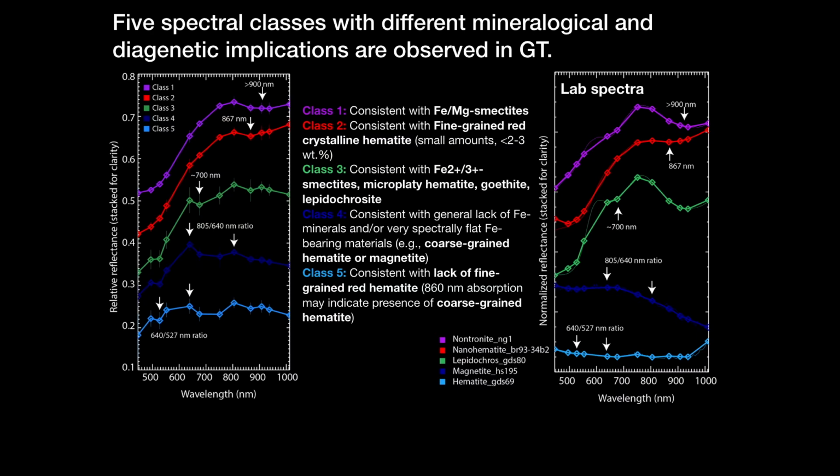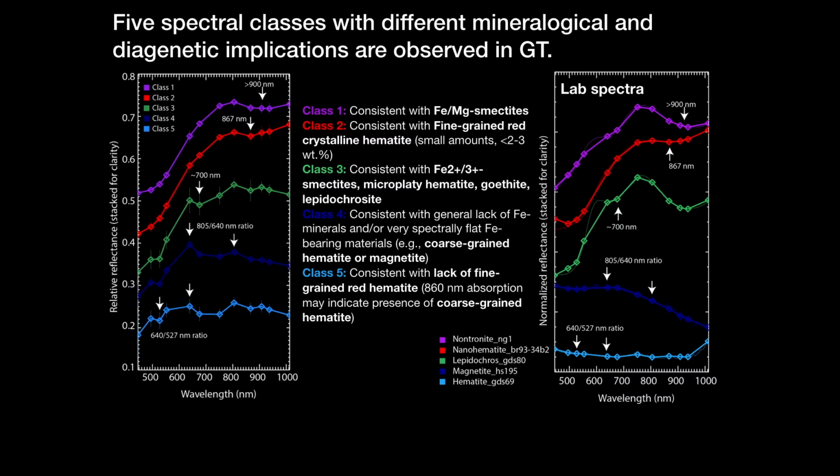Five spectral classes with different mineralogical and diagenetic implications are observed in Glen Torridon, all defined off of Mastcam spectra. This plot on the left has the Mastcam wavelength range on the x-axis and relative reflectance, stacked, on the y-axis. These are actual Mastcam spectra that I've pulled. And on the right, these are representative lab spectra that have been convolved to Mastcam filters to show examples of the type of minerals that we would expect with the features observed.